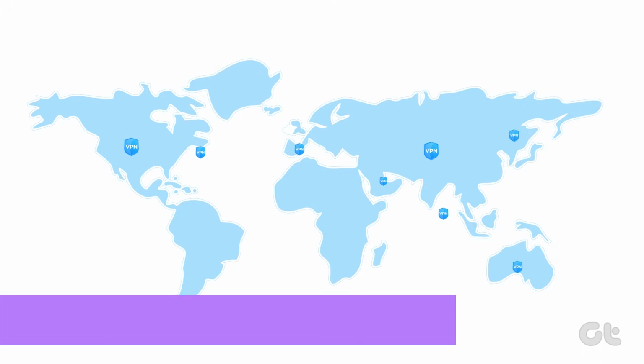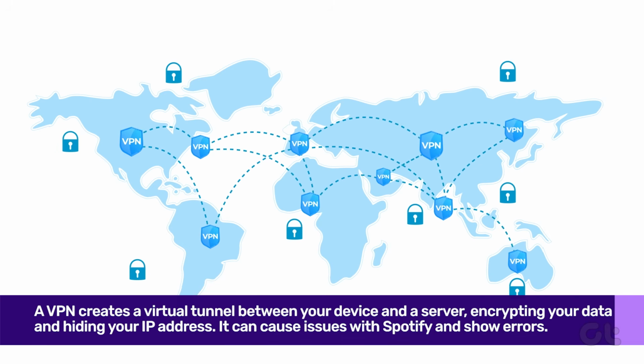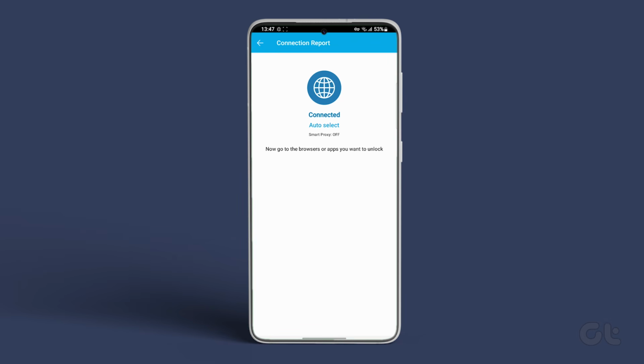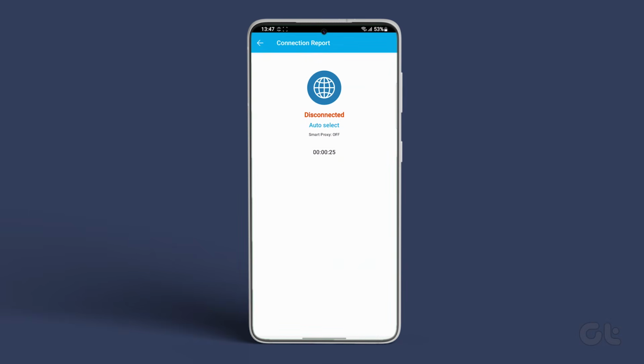A VPN creates a virtual tunnel between your device and a server, encrypting your data and hiding your IP address. However, it can cause issues with Spotify. To fix this, you can temporarily disable your VPN connection and try to use Spotify again.